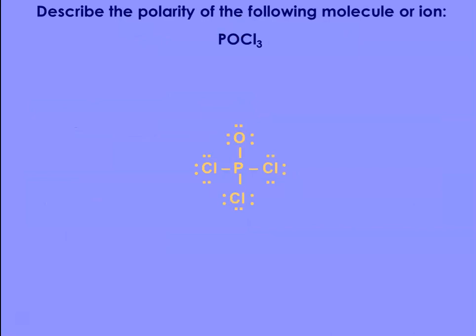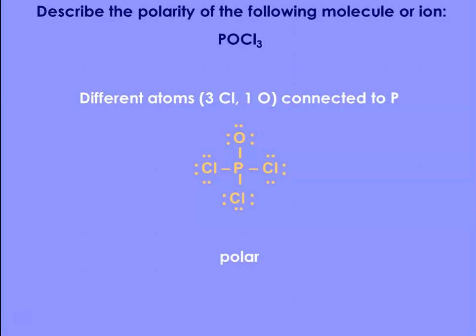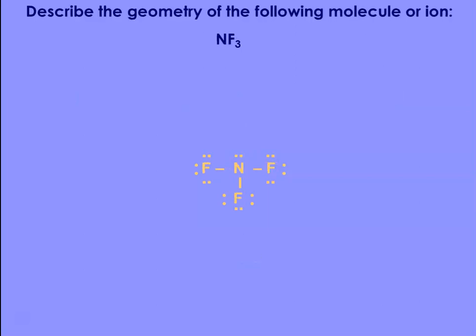So here in this particular model, most of the time tetrahedral is going to be nonpolar. But because you have oxygen, which is different electronegativity-wise than the three chlorine atoms, you are going to have asymmetry occur, and this would be considered to have a dipole moment, be a polar molecule.